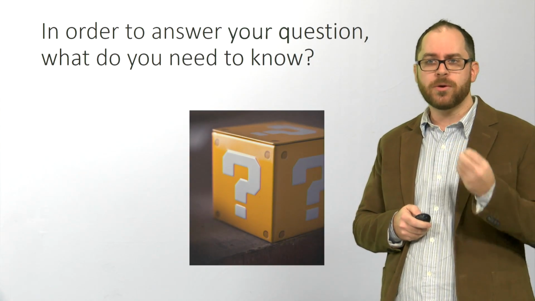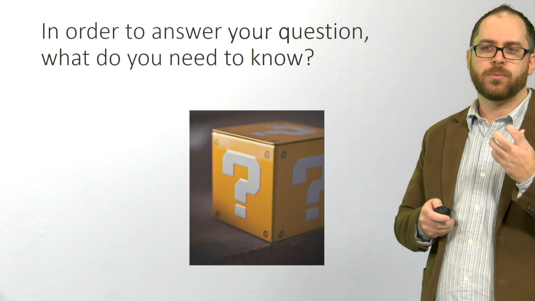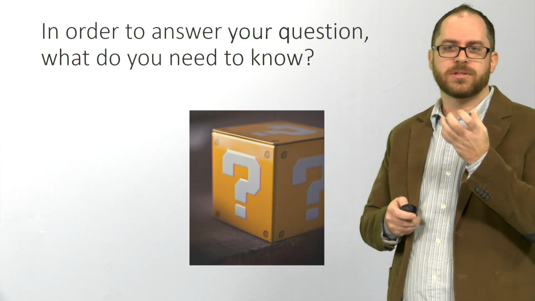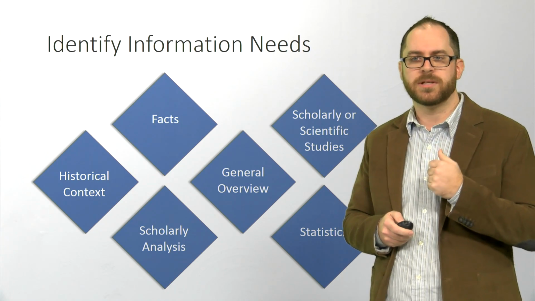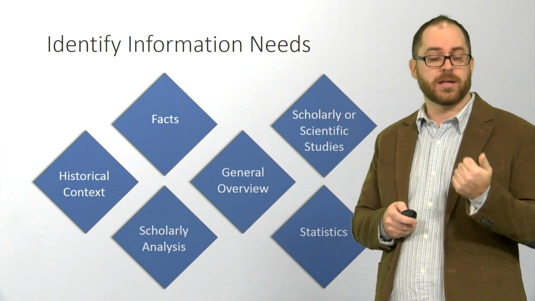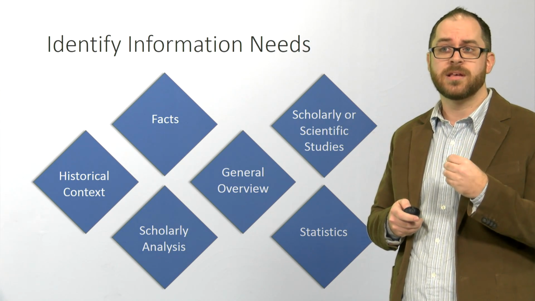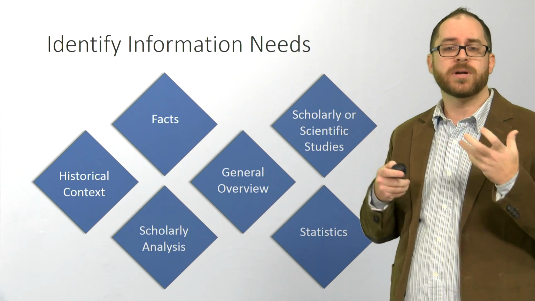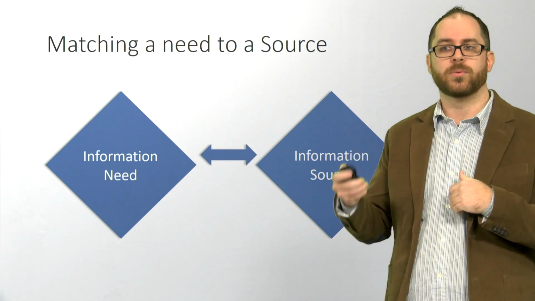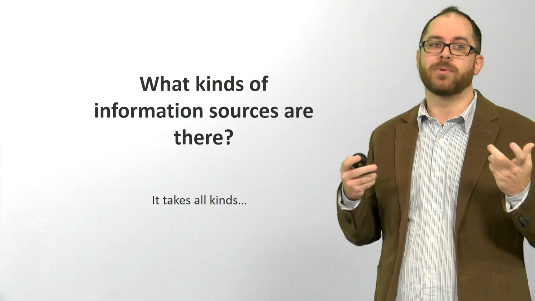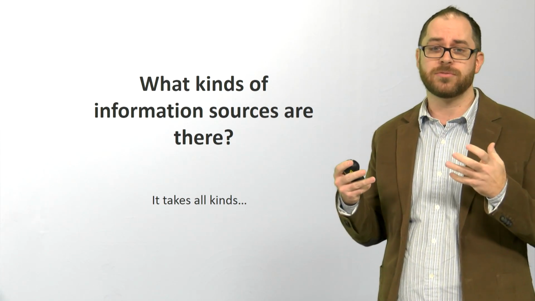So, in order to answer our question, we need to think about what it is that we need to know, right? What information is going to have to go into our paper to answer that question? So do we need something like a historical context, some facts, a general overview, a scholarly analysis, some stats, or some studies, right? What is it that's going to help you answer your question? So then we match our need with our source. And well, what kind of information sources are there? It's just like people, that it takes all kinds of sources.